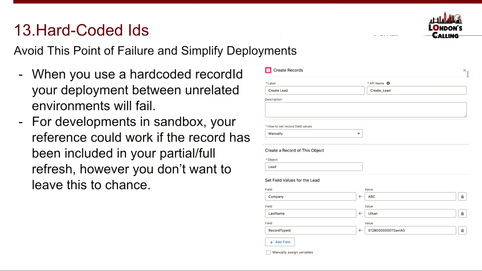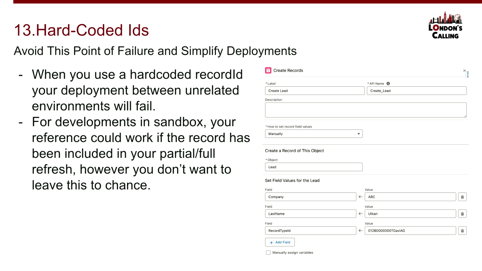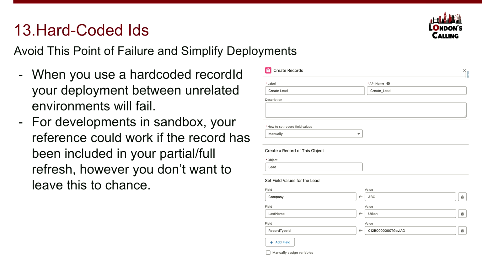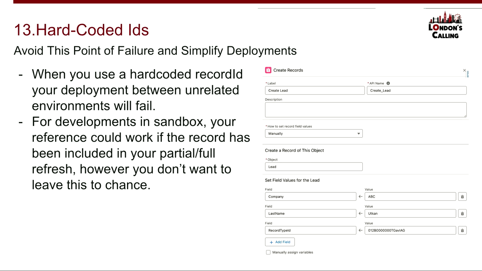Hard-coded IDs, this is another obvious one. Avoid this point of failure and simplify deployments. When you use a hard-coded record ID, your deployment between unrelated environments will fail. For deployments in sandbox, your reference could work if the record has been included in your partial or full refresh. However, you don't want this. You don't want to leave this to chance, right? Once you use these hard-coded IDs, usually your post-deployment tasks are pretty long. It's kind of like crochet. You deploy and then you're like, okay, I need to update this record ID, that record ID.